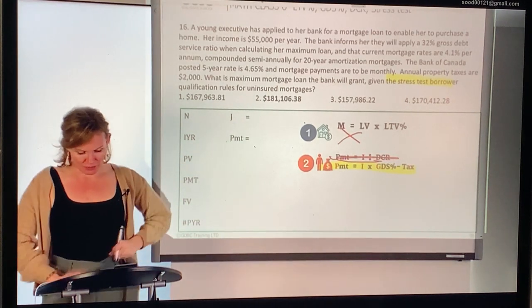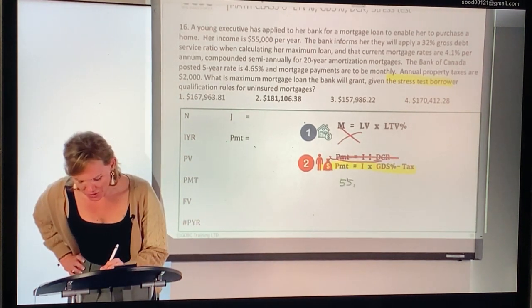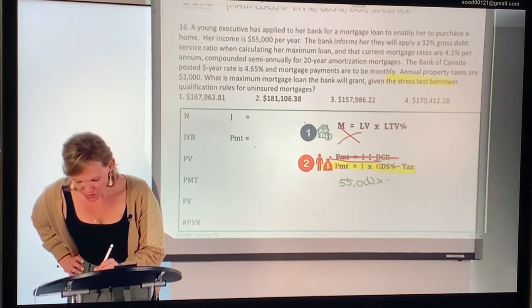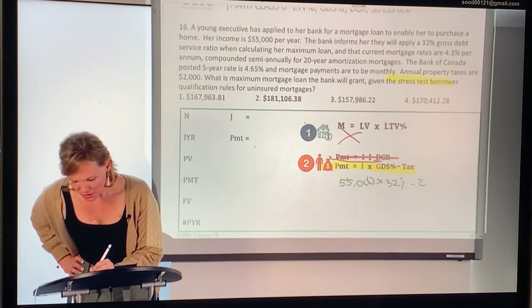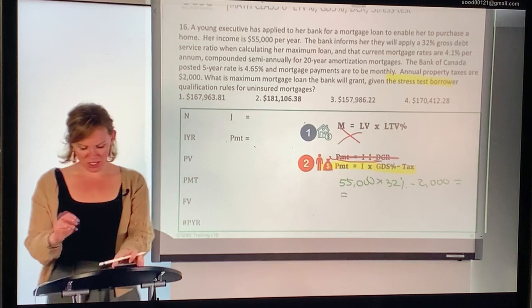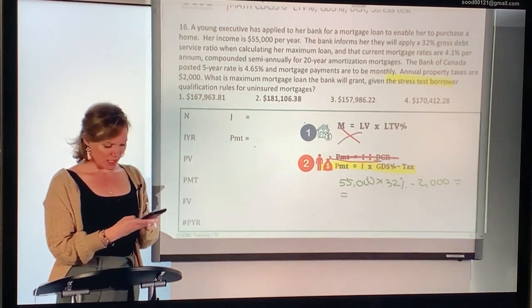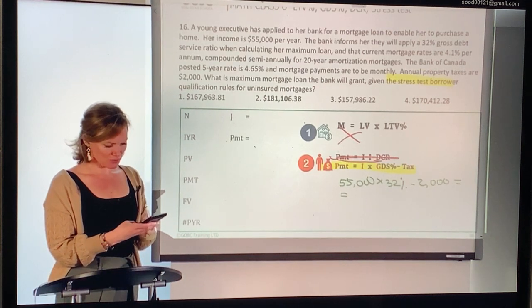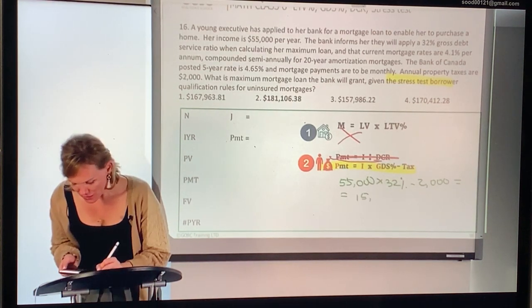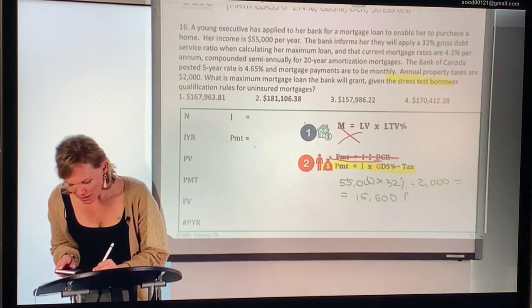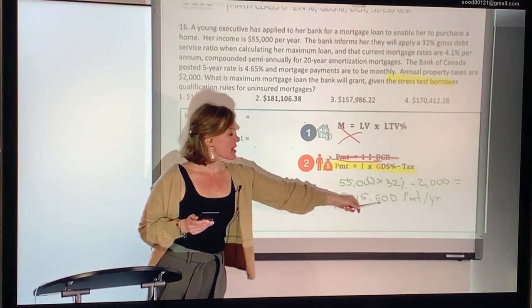So what do we have in here? What's the income in this question? Okay, the income is $55,000 per year, which is good. Times it by GDS, which is 32%, and the taxes are $2,000. Okay, so let's figure out how much the annual payment will come up to. So 55,000 times 32% minus the 2,000 equals, I got 15,600. So that's your payment per year, right? That's a yearly payment. That's what you got so far.